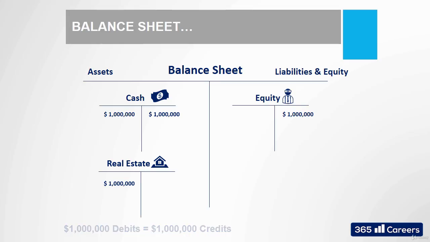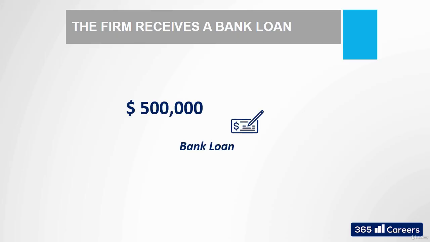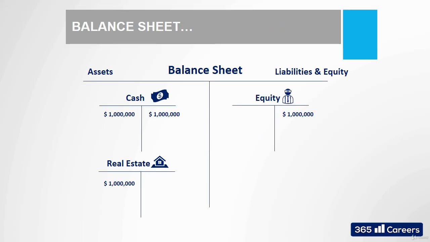Let's make another example. After buying the real estate property, the firm manages to obtain a bank loan for $500,000. What entries need to be made in order to account for this transaction in the balance sheet? First of all, the company received $500,000 in cash, so we need to increase the cash account. This is an asset, hence we will write $500,000 on the left side of the T account. Very good. We debited the cash account.